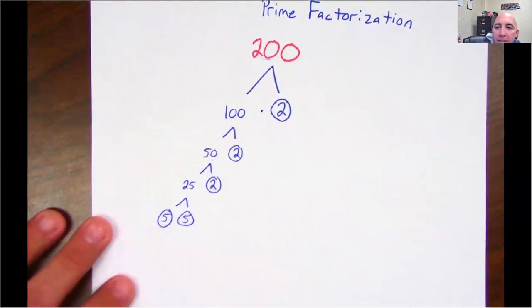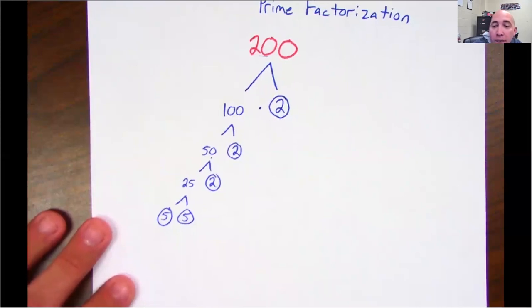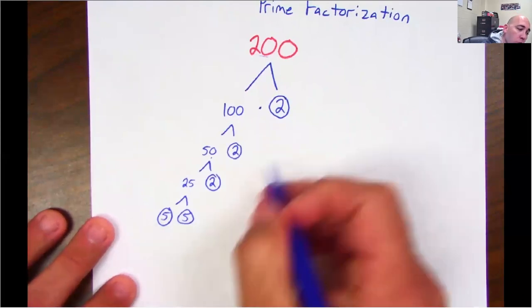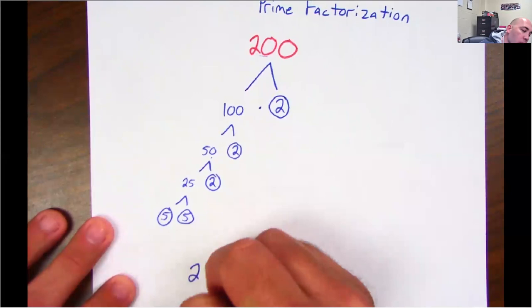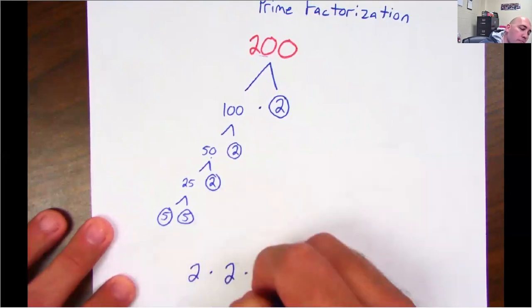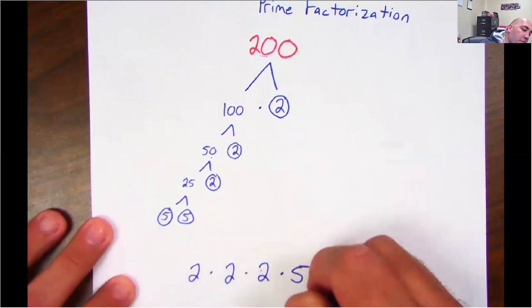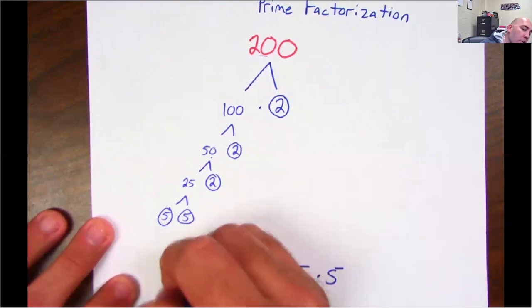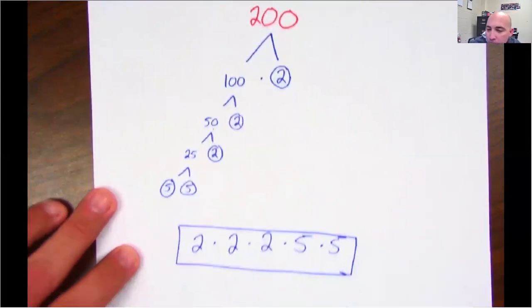So what are the prime factors of 200? You have to put them in order from least to greatest. So we have a 2 times a 2 times a 2 times a 5 times a 5. These are your prime factors of 200.